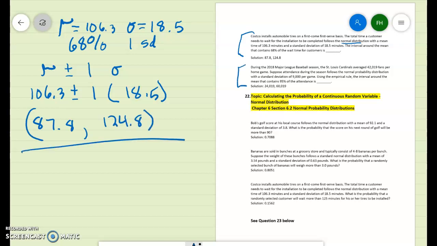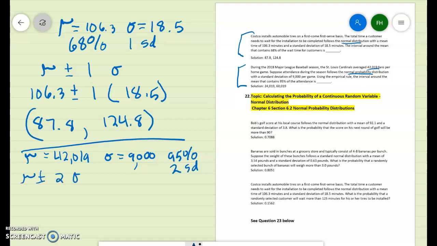On the next one, the Major League Baseball averaged 42,019 fans per home game. And the attendance follows the normal probability distribution, so we can use the empirical rule. And the standard deviation is 9,000 per game. And we want to know the interval around the mean that contains 95%. 95% of the data points are within 2 standard deviations away from the mean. So we're going to do the mean plus and minus 2 times the standard deviation.